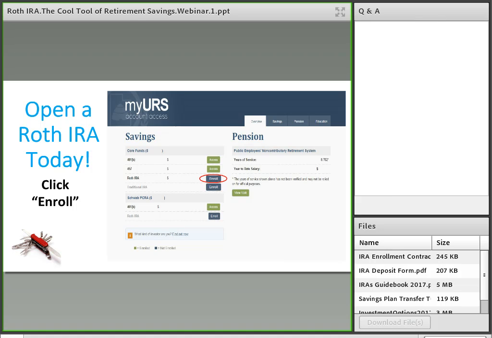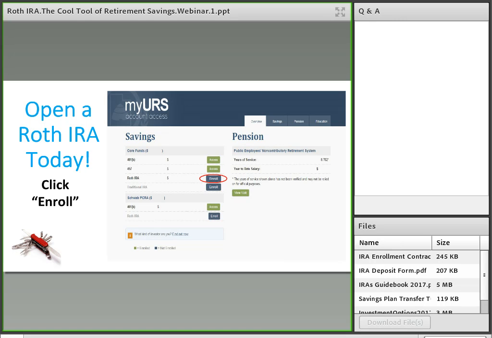For those of you who are brand new hires with your URS member agency, there's going to be a tier 2 slide that's going to ask you, have you made an election yet? Or if you've made an election, do you want to stay with that one or would you like to change? This is what you'll see after that.